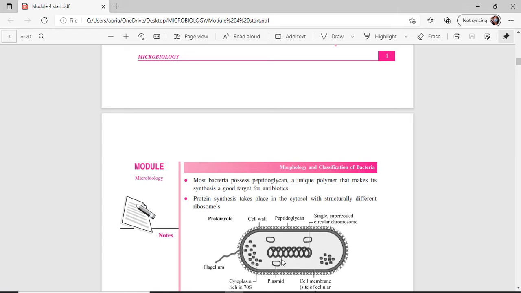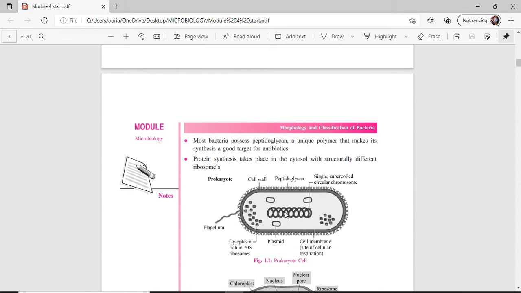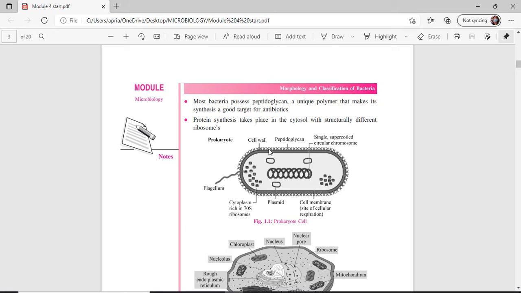Okay, this is a picture of a prokaryote, like what I explained. You have different parts. This is the cell wall, the peptidoglycan layer. Then you have a single supercoiled chromosome. You have the cytoplasm, rich in 70S ribosomes, where protein synthesis takes place. Then you have the cell membrane, and then you have plasmids.